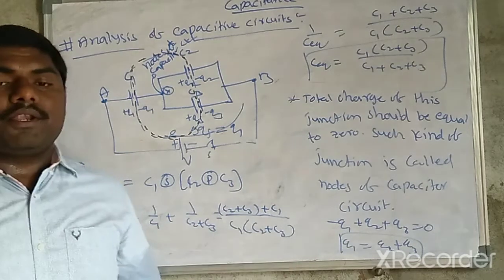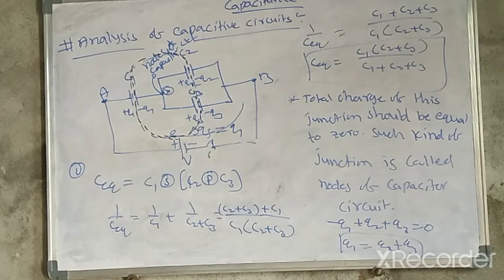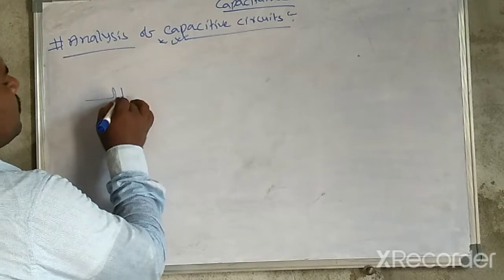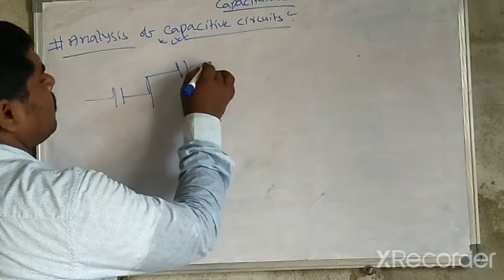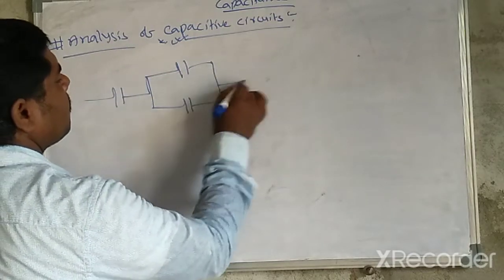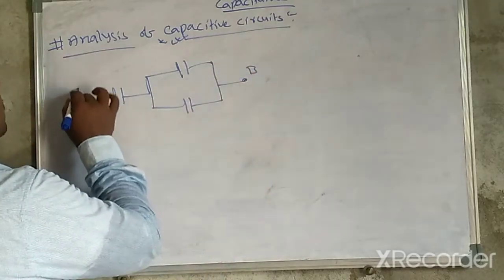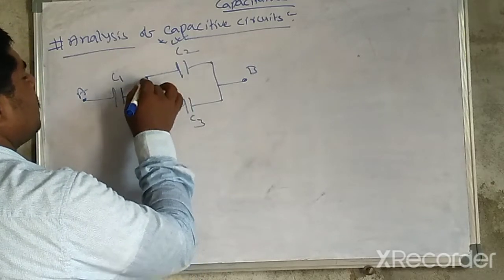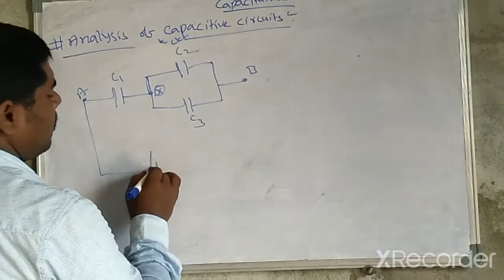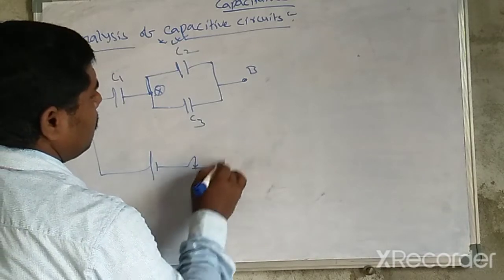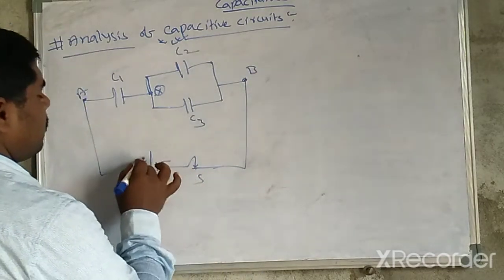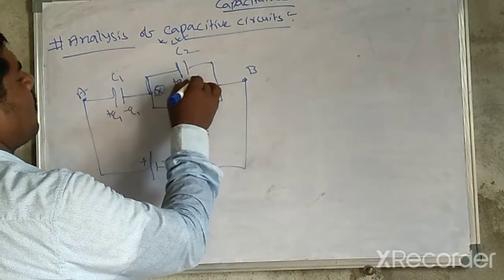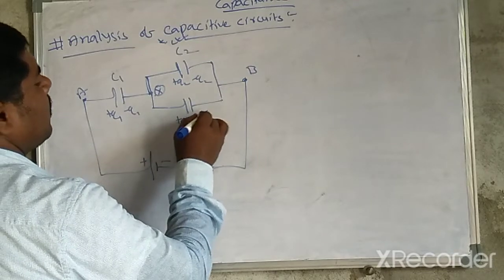Okay, now we'll continue on the next sheet. In the same circuit, C1, C2, C3, as in the previous circuit, I am going to draw once again C1, C2, C3. This is X. Here the battery is connected through a switch, negative and positive, giving plus Q1 minus Q1, plus Q2 minus Q2, plus Q3 minus Q3.